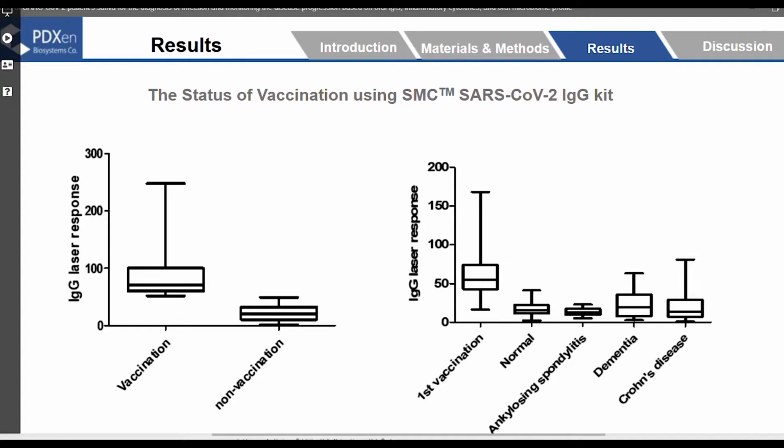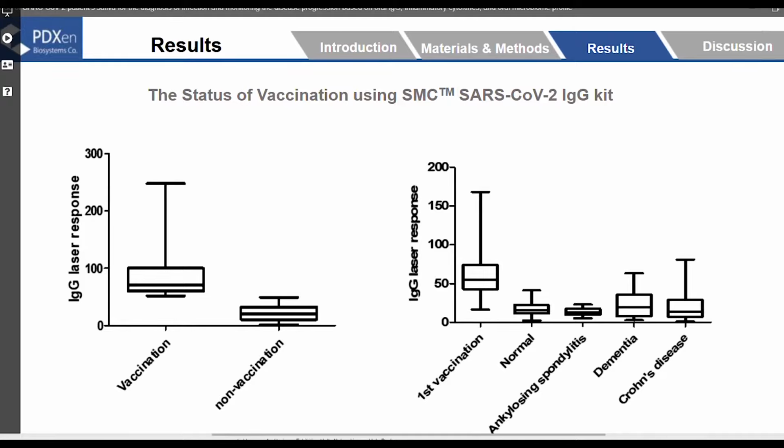0.001. And the other one: we checked what RBD IgG looks like in different disease populations. At baseline they have disease, and at the first vaccination we compare the level to normal. The first population is ankylosing spondylitis, because there is a systemic immune system problem. Then dementia, which affects only older people. And Crohn's disease, and we checked that.